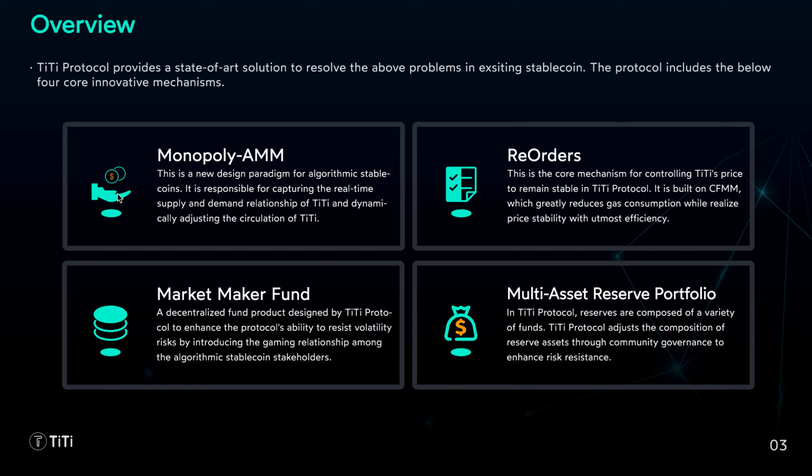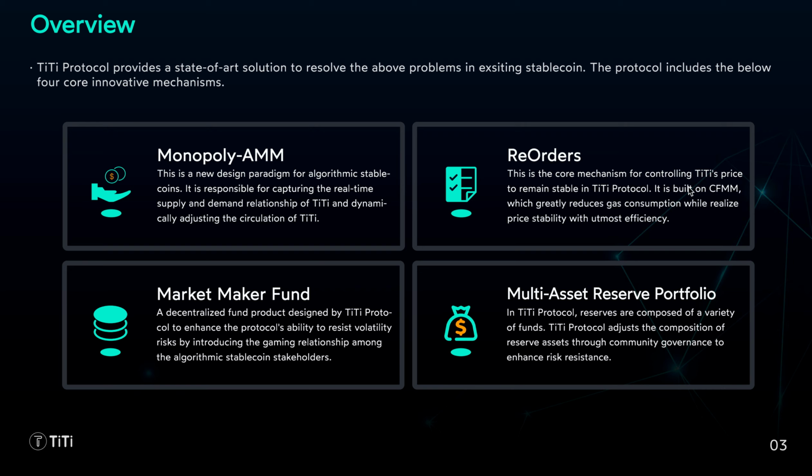The Monopoly-AMM. This is a new design paradigm for algorithmic stablecoins. It's responsible for capturing the real-time supply and demand relationship of TiTi and dynamically adjusting the circulation of TiTi. And reorders. This is the core mechanism for keeping TiTi's price stable in the TiTi protocol.